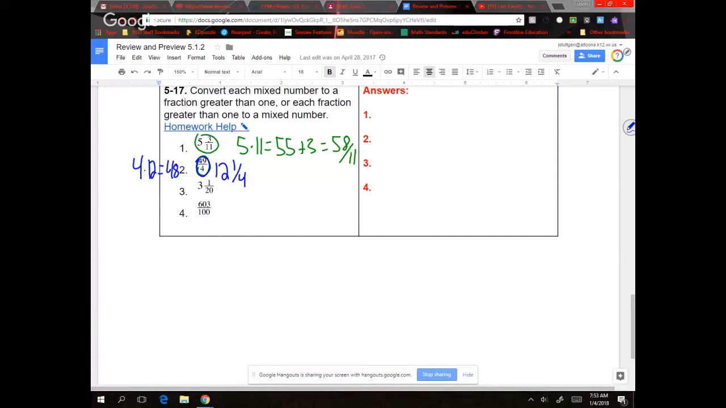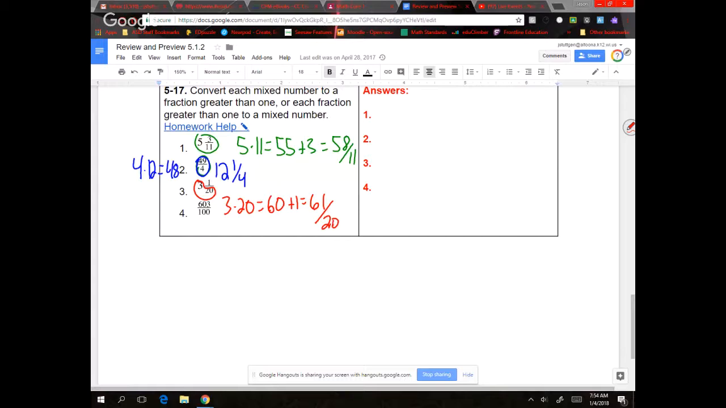Okay? Notice the denominators for both of these right now are staying the same. Your denominator should stay the same. We talked about this. Next one. Again, this is just like number 1. 3 times 20 is 60. So there are 60 20ths in 3 wholes. Plus that other one that we have from the numerator, we get a total of 61 out of 20.